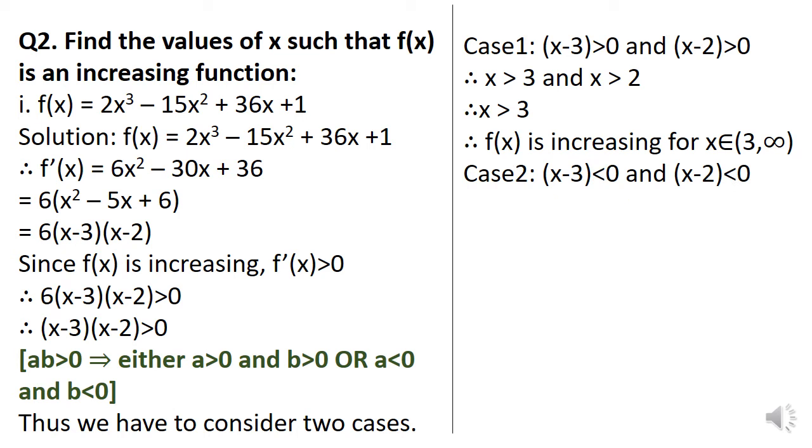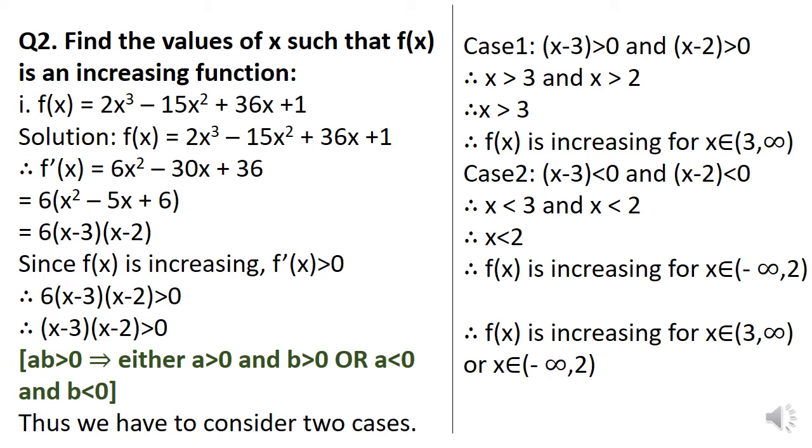Case 2, both are negative. That is, x minus 3 and x minus 2 both are less than 0. So we get x less than 3 and also x less than 2. Again we can combine the results here, because if x is less than 2, it means it is less than 3 anyway. So we write x less than 2, and we write this result like this: f(x) is increasing for all x belonging to minus infinity up to 2. For any number less than 2, f(x) is increasing. So we combine both the results and write it like this: f(x) is increasing for x belonging to 3 to infinity or x belonging to minus infinity to 2.